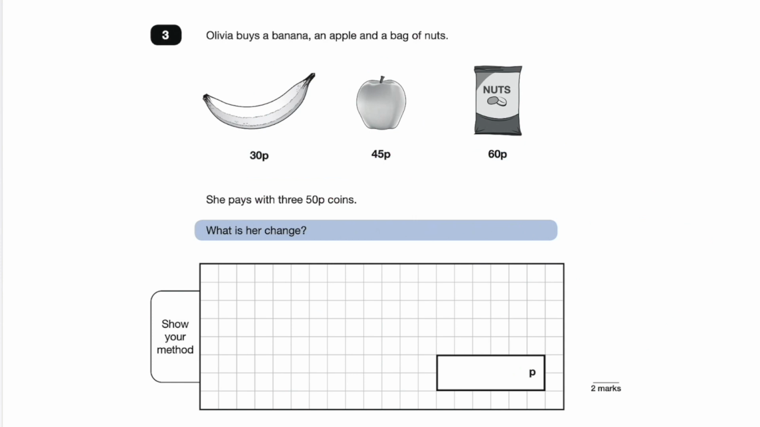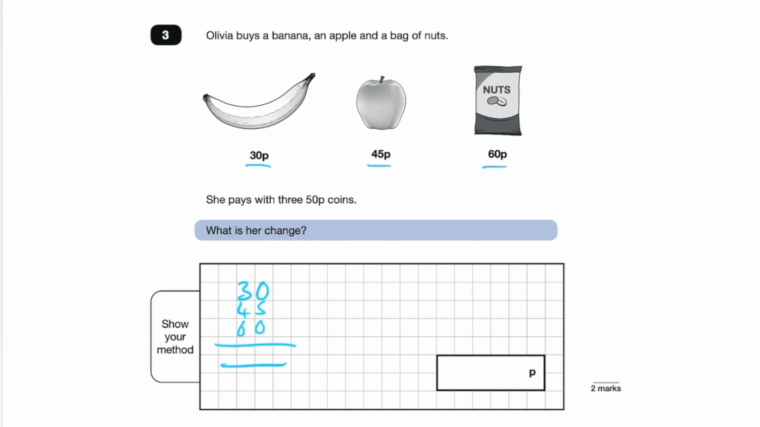Question 3 says, Olivia buys a banana, an apple, and a bag of nuts. She pays with 3 50p coins. What is her change? Okay, so let's first work out how much she spent. So her banana was 30p, her apple was 45, and her nuts were 60. So let's add those together. We have 30 plus 45 plus 60.